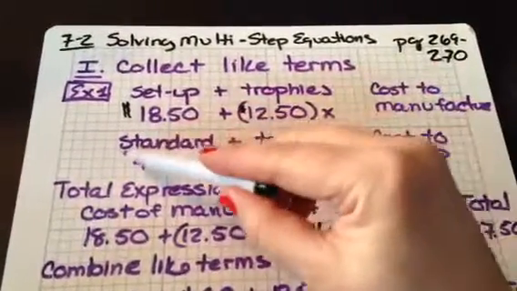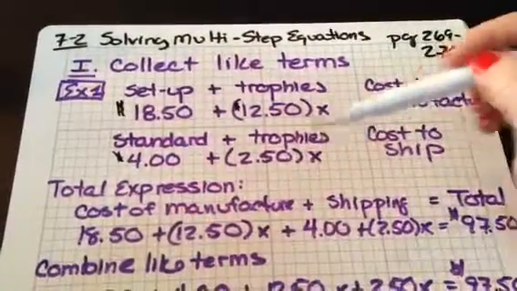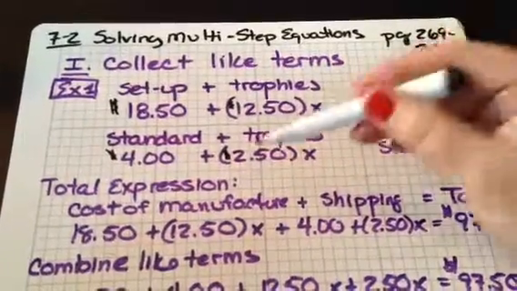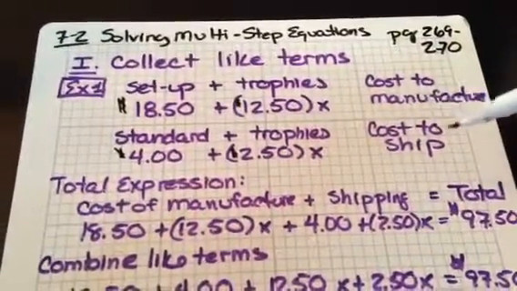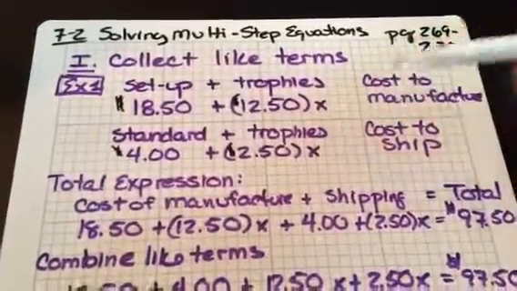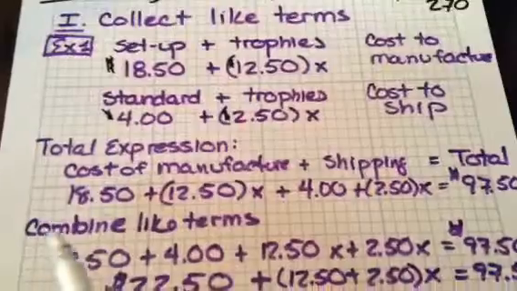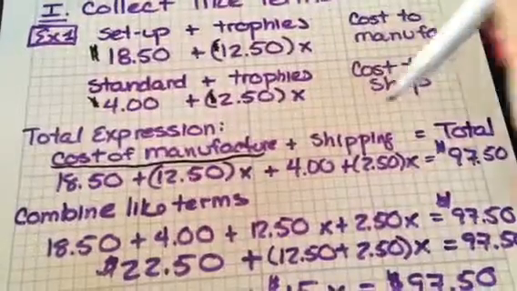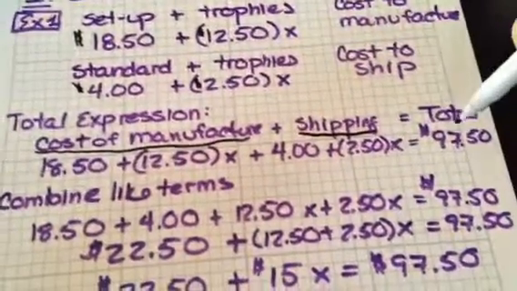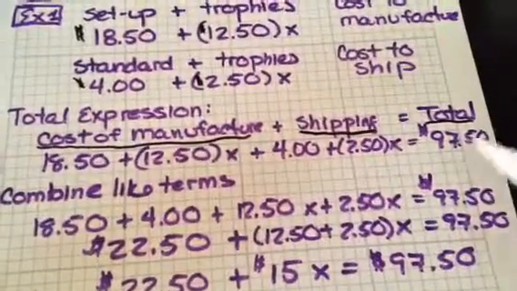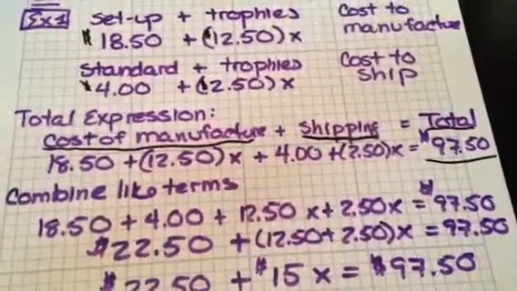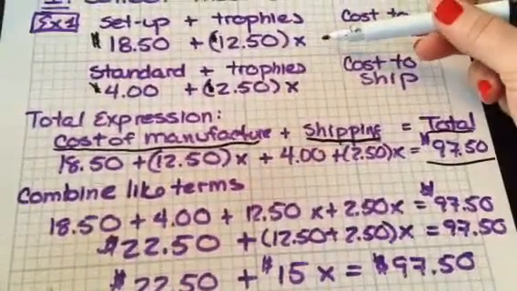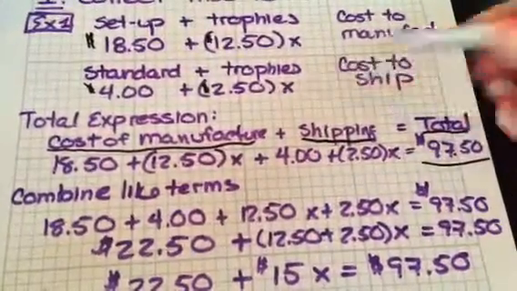Then they need to have the trophies shipped to them, and it costs a $4 standard shipping fee to send anything. And then they also get charged $2.50 for every trophy that they ship. So there's $2.50 times X. So the total expression for this is going to be the cost to manufacture, plus the cost to have the trophies shipped, and that's going to be the total amount that they spend. And in our question, they tell us that the club spends $97.50. So this is your cost to manufacture term, that's what we wrote up here. And this is our cost to ship, that's what we wrote here.